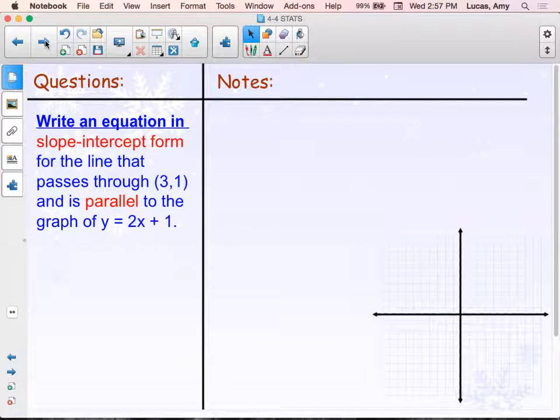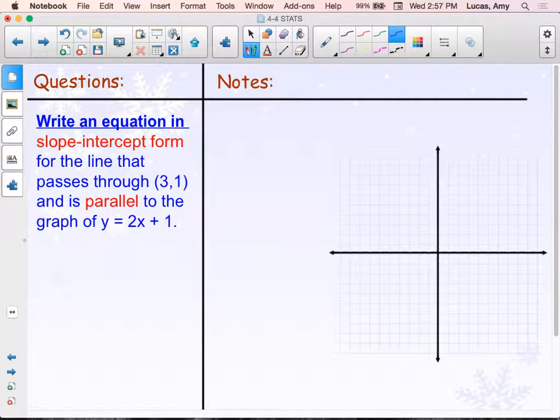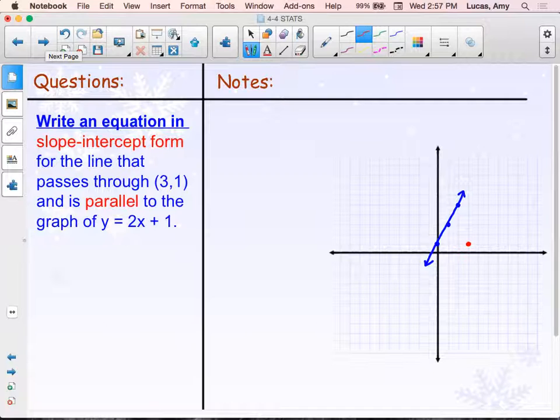So on my graph, y equals 2x plus 1 starts at my intercept of 1, and then the slope is 2, so I'm going to go up 2 over 1. Up 2 over 1, and then draw my line. The new line has to go through the point 3, 1 right here. So this is my original line, y equals 2x plus 1. And now we have the point 3, 1 that has to be on my new line.